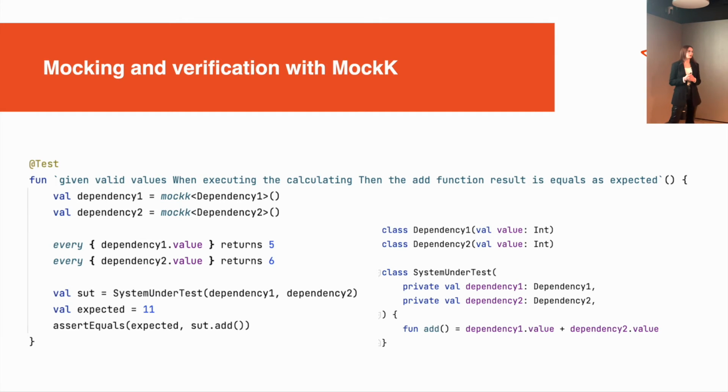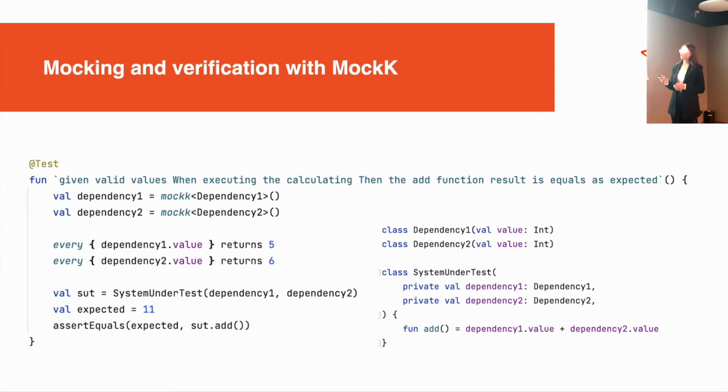And we say that for these dependencies, we need to keep them as dummies. These dependencies have their values, which are some integers, and our function has this add function, which adds these two values together. Now let's see how we test this so that at the end our function result equals what we are expecting.